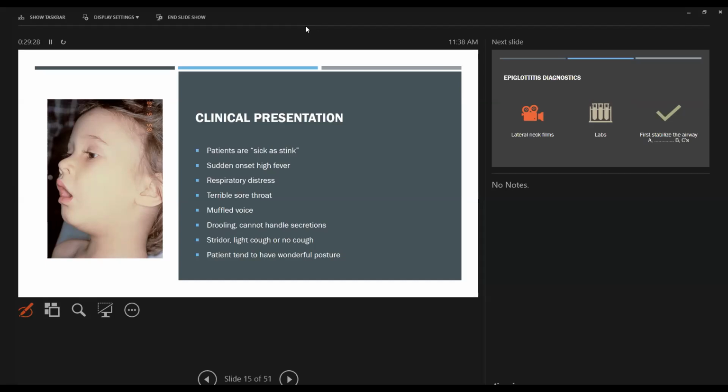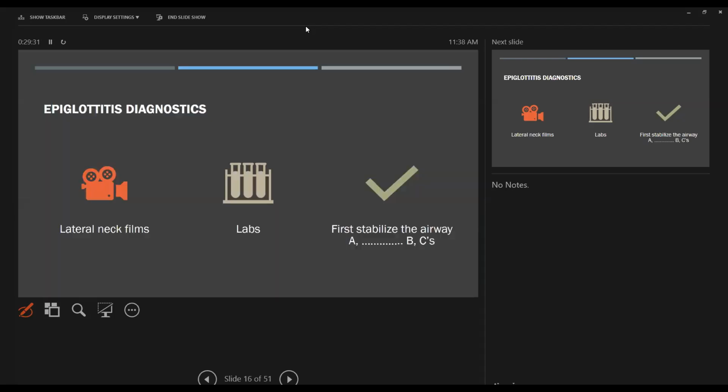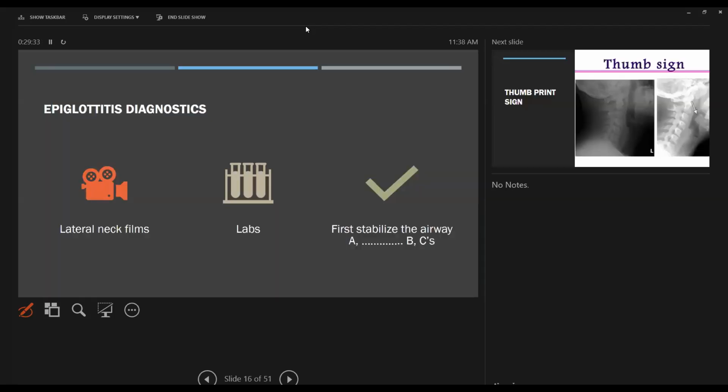They may have a cough and they may not have a cough. So we need to get a lateral neck film on these patients. We're going to do some labs, and we want to stabilize the airway. And then we can worry about the other things. The biggest point to this is to stabilize the airway.